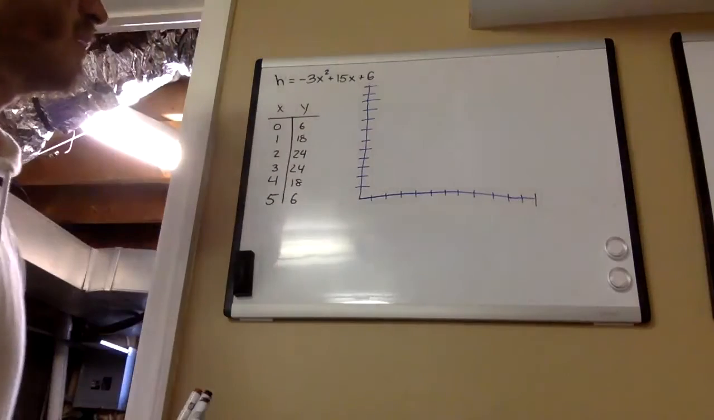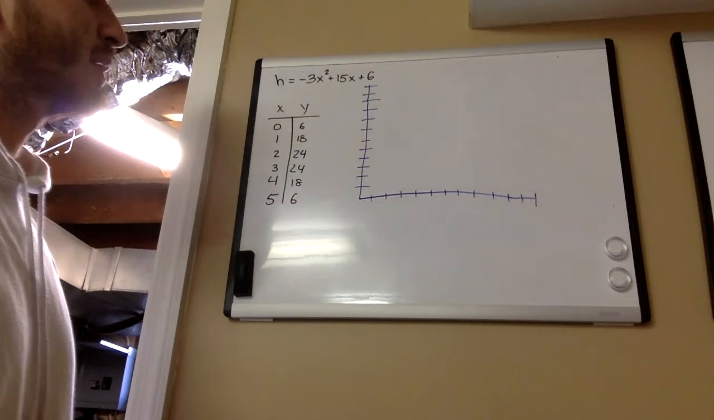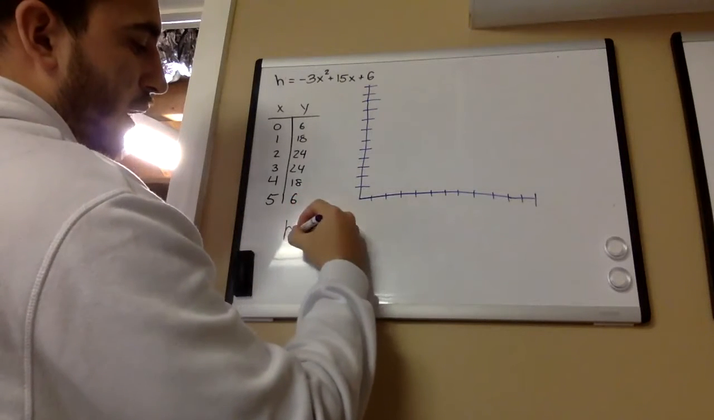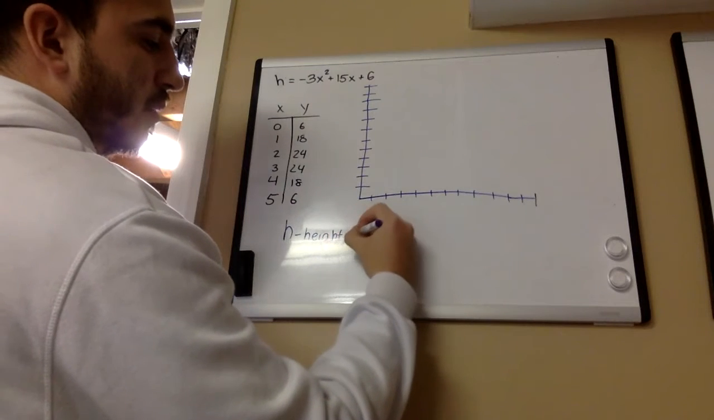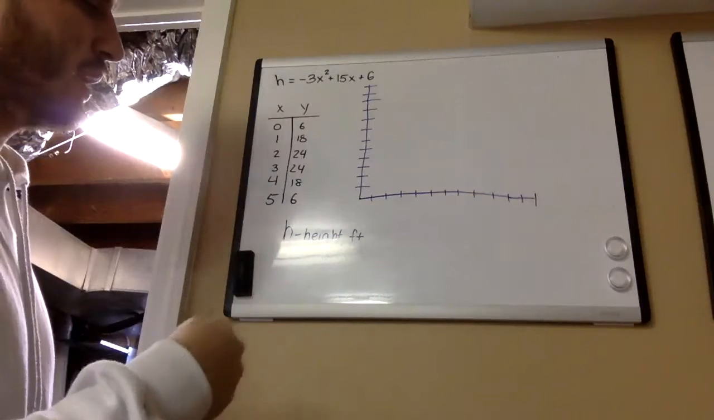So our equation is up here: h is equal to 3x squared plus 15x plus 6. So h in this problem is going to represent height. I'm just going to have that off to the side. It represents height, which is in feet, and also x is going to represent time in seconds.